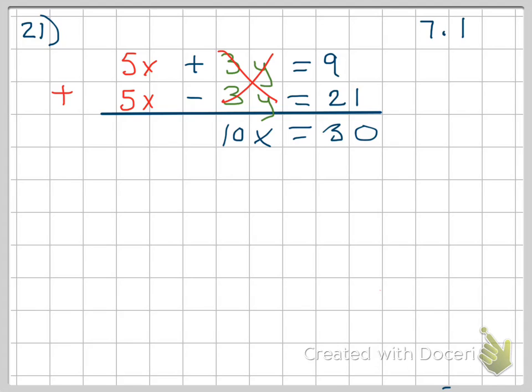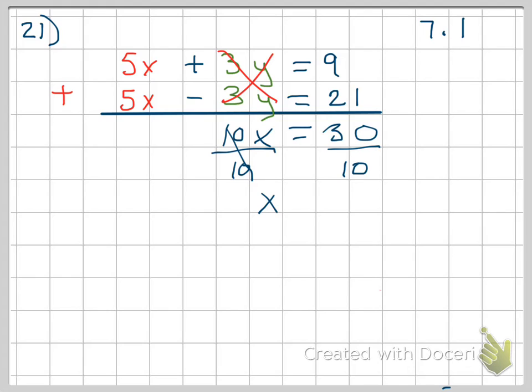So x is not by itself yet, and in order to solve for x, it has to be all by itself on one side of the equation. So in order to do that, it says 10 times x. In order to get rid of the 10, we have to do the opposite operation of multiplication, which is division. So we'll divide by 10. That cancels it out, and we'll divide by 10.